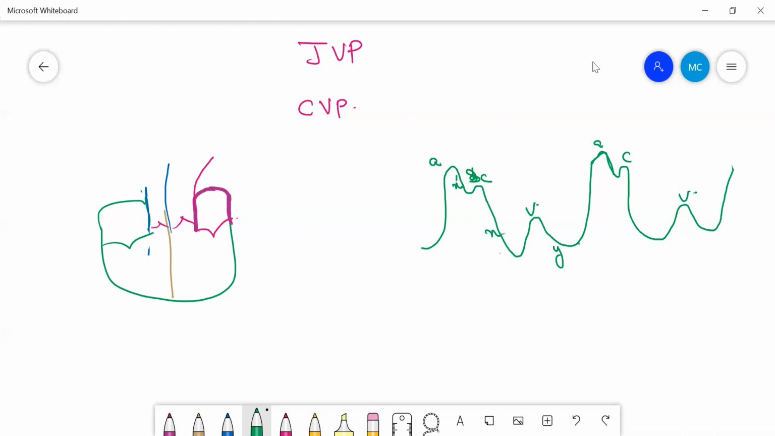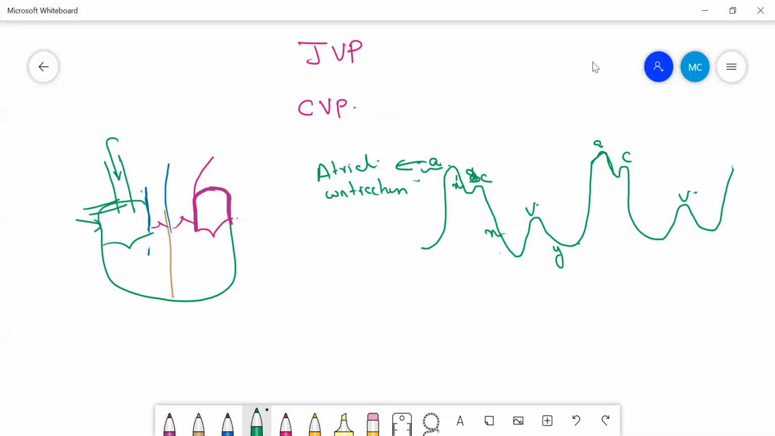Remember, these waves mainly represent the phasic pressure changes in the right atrium. So this A wave, how will you remember? A stands for atrial contraction. So this A wave is mainly because of the contraction of the right atrium. In the right atrium, the deoxygenated blood from the face and the neck mainly comes through the internal jugular vein via the superior vena cava.